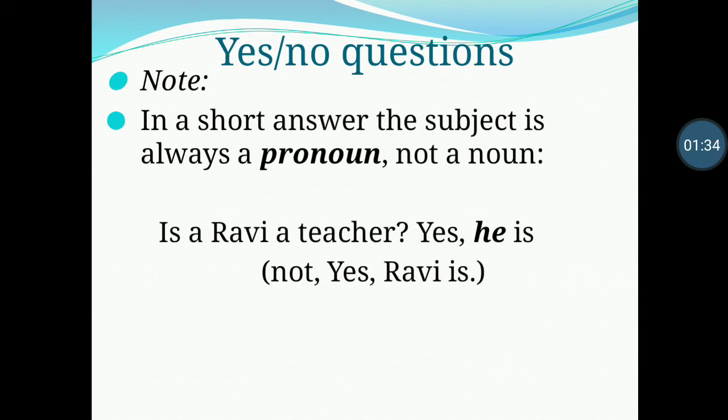For example, is Ravi a teacher? This is a yes or no question. The answer is yes, he is. This is a short expected answer. So for these kinds of questions, for the short answers, we should always use the pronoun. The subject should always be the pronoun for a short answer. We should not use the proper noun.